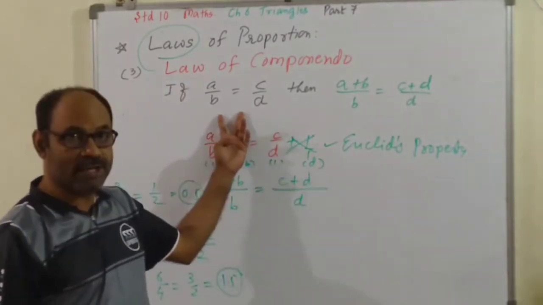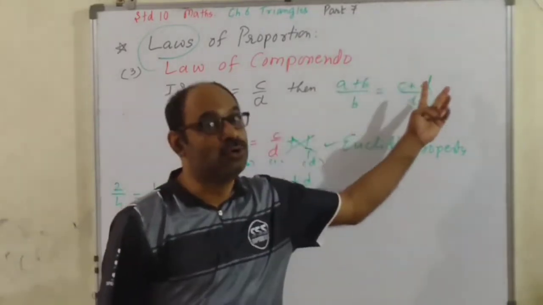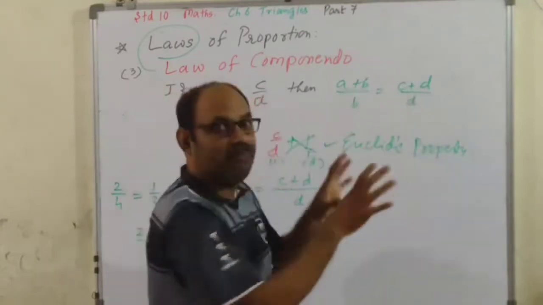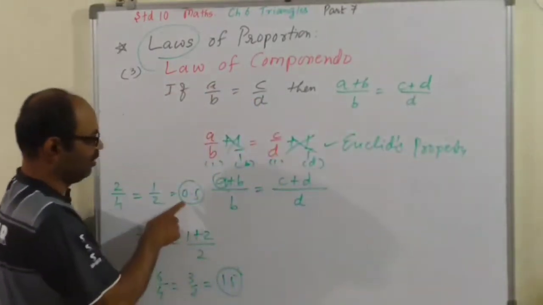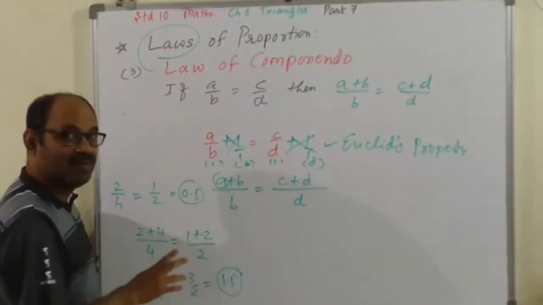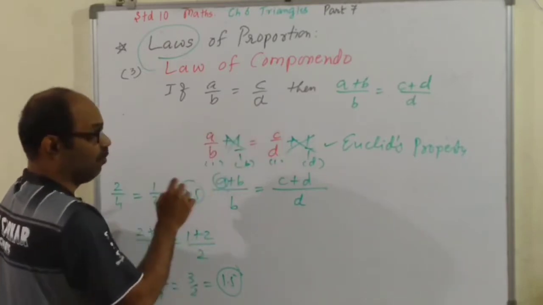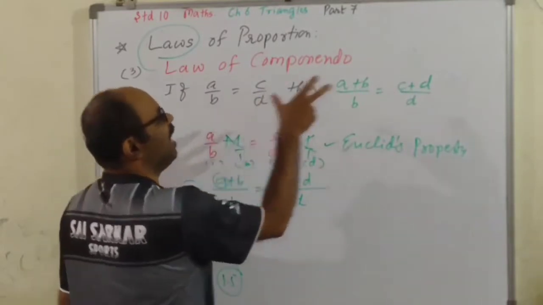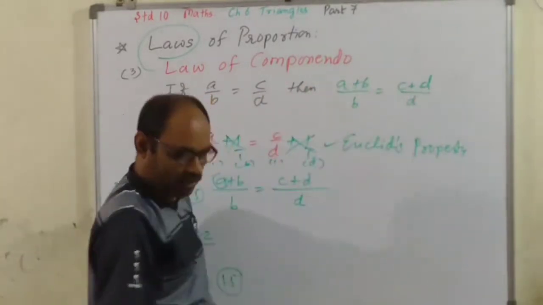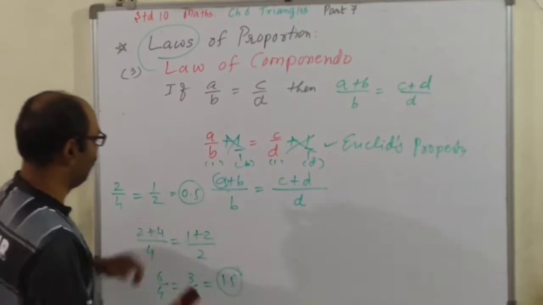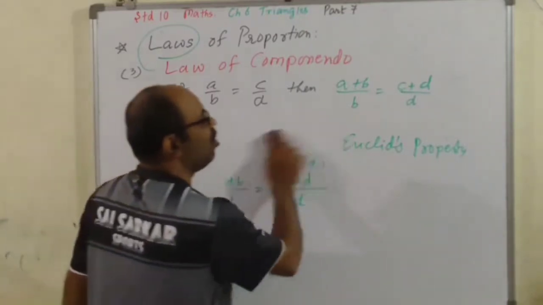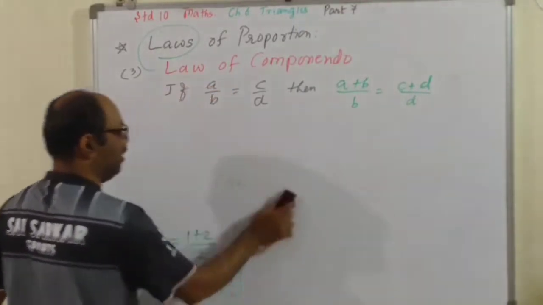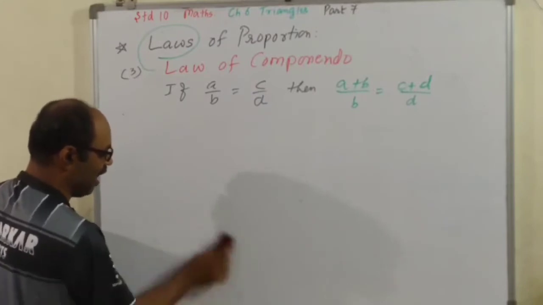So from two ratios, we get two new ratios. But all four ratios are not equal. Say, this value is 0.5 and this value is 1.5. The value of these two is 0.5, the value of these two is 1.5, so these two are equal, these two are equal, but all four are not equal. They have different values. This is called the law of componendo. All right.